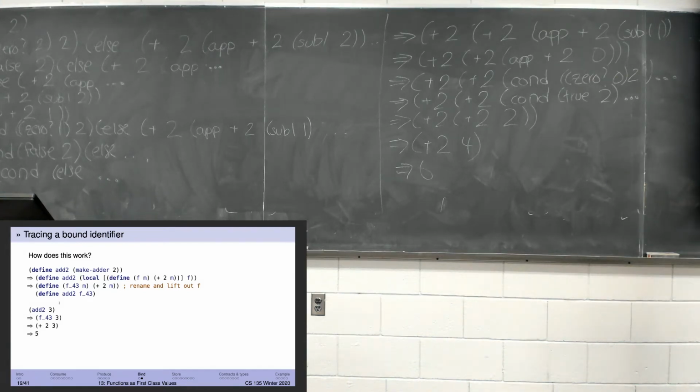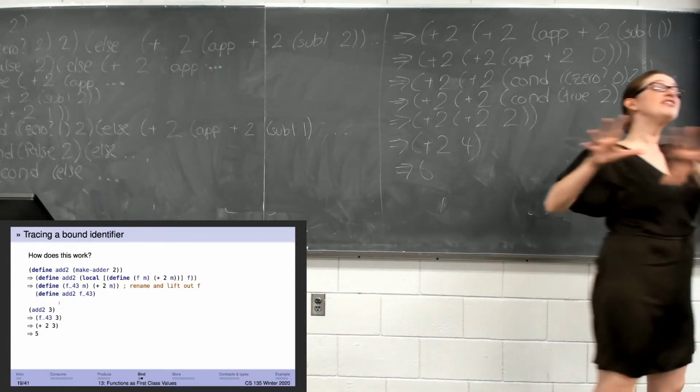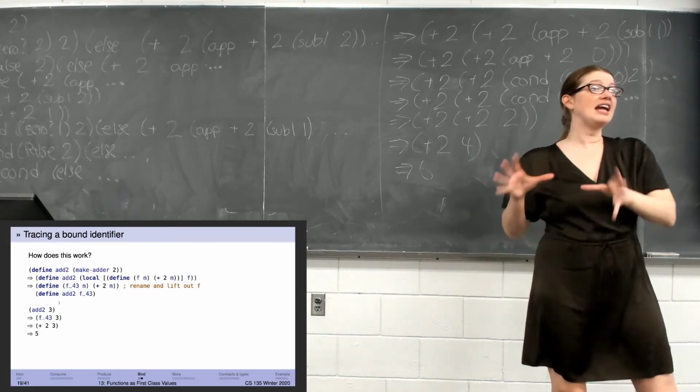So first off, when I do add2, makeAdder2, we're going to evaluate that. So I'm going to take makeAdder2. The argument is a value, so I substitute it into the body. So add2 is now bound to local define f of m equals m plus 2, produces f. Okay? We still don't have an evaluated expression here.